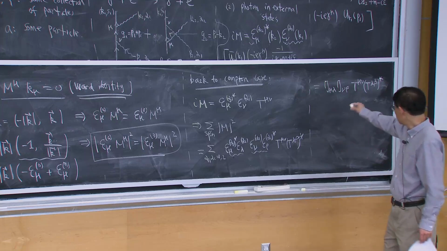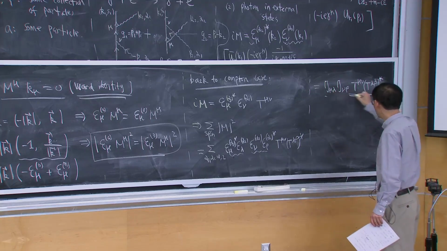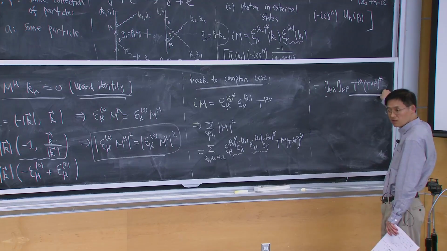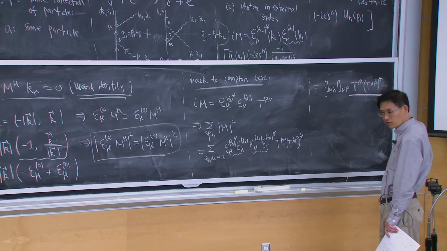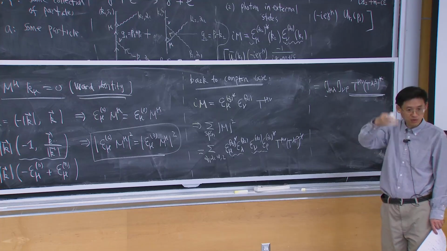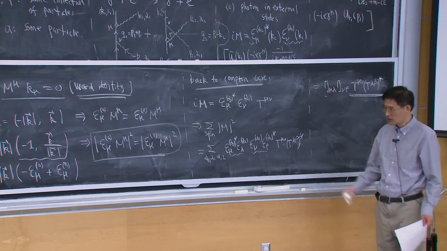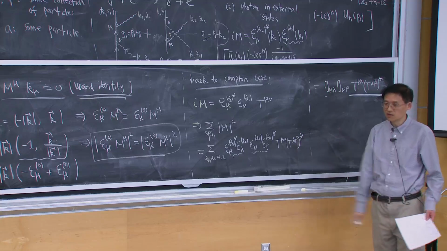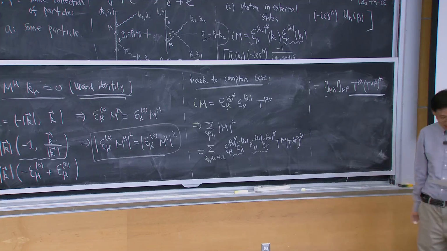And once you have these, this part will be just the spin sum for the fermions, and then we can just use the same trick as we did last time. So we will not repeat that. So now let me write down the final answer.